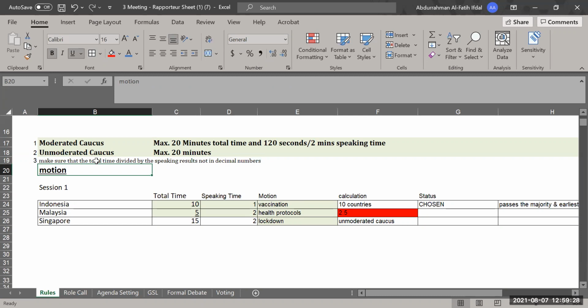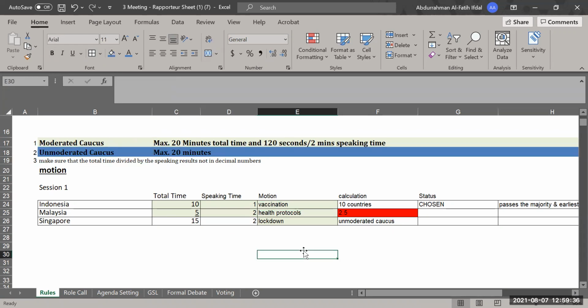Okay. Let's see with Singapore. Singapore proposes an unmoderated caucus, which means that we have to follow this one, right? 15 minutes total time. Does this violate this one? The answer is no, because the maximum is 20. So this one is fine. But the speaking time, we do not see a speaking time here, right? So remember that in an unmoderated caucus, we don't need to use a speaking time calculation. So you can just say a total time of 15 minutes and that's it.